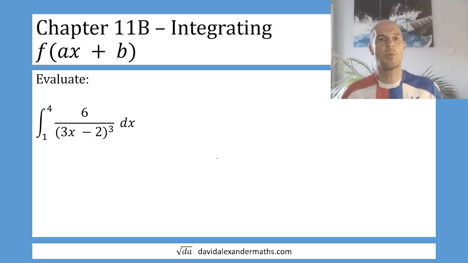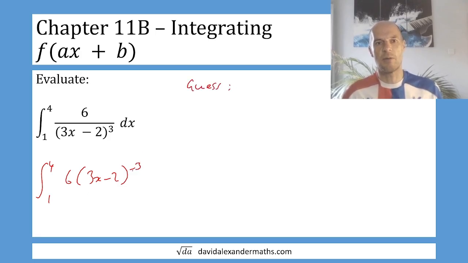Okay, so here's an example where we are evaluating. Nothing new really. First of all, I would write this as 6 lots of 3x take away 2 to the power of negative 3. Right, let's do a guess. I'm going to ignore the 6. I'm just going to guess that it's 3x minus 2 to the minus, increase the power by 1, minus 2.